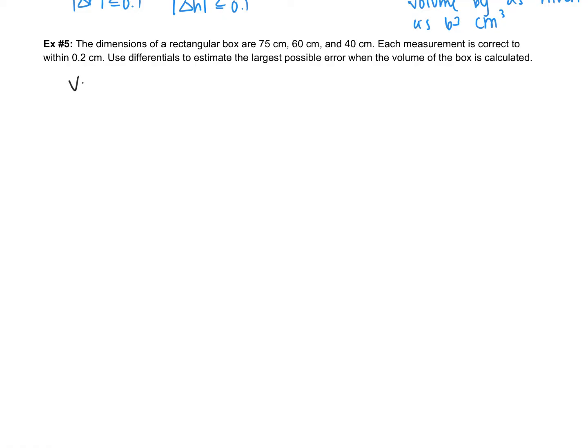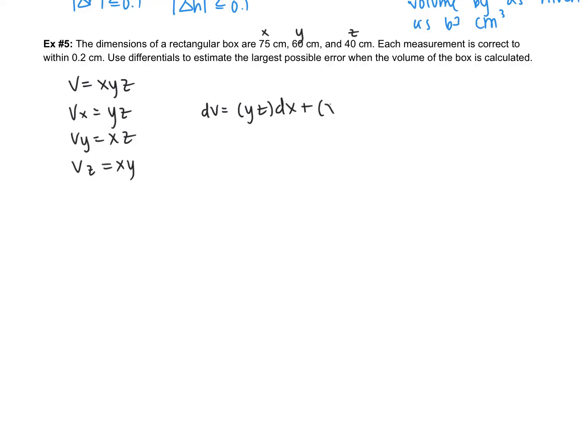Okay, volume of a box, length times width times height. So I'm going to call these x, y, and z. So this one has 3 variables. So I'm going to need the partial with respect to x, and then the partial with respect to y, and then the partial with respect to z. So then our differential gives us yz dx, xz dy, and xy dz.